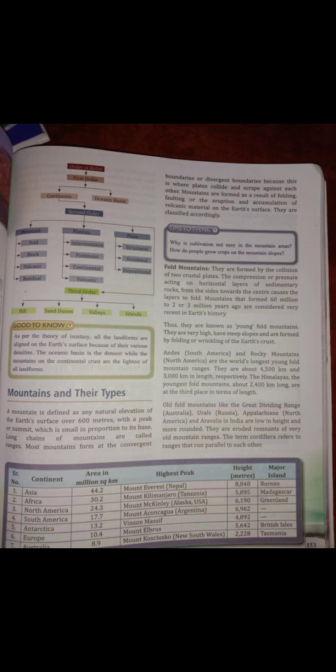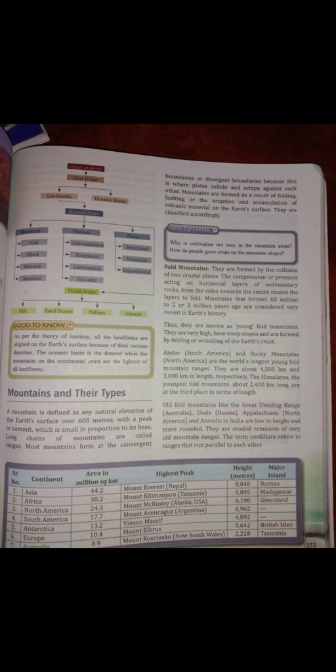Most mountains form at convergent or divergent boundaries because this is where the plates collide and scrape against each other. So most of the mountains are formed at the convergent or divergent boundary. These are the plate boundaries where the two plates collide with each other and one plate rises up against another and mountains are formed. Mountains are formed as the result of folding, faulting or eruption and accumulation of volcanic materials on the earth's surface.